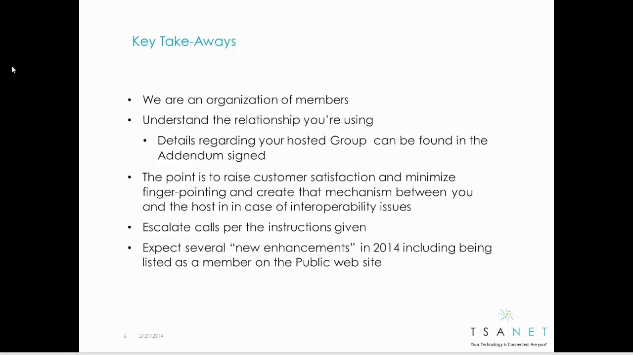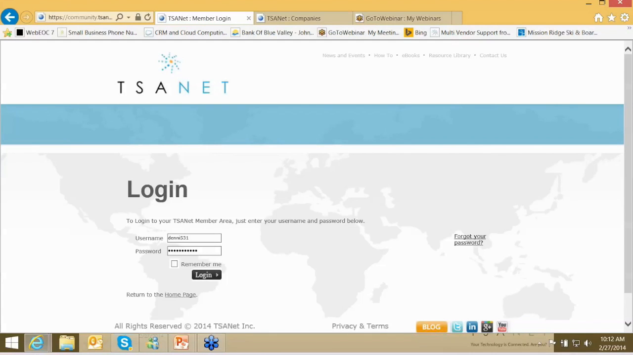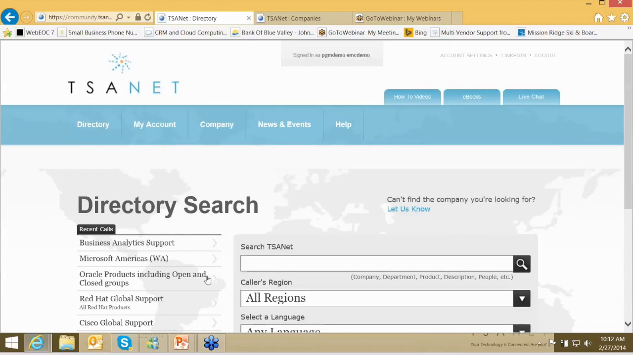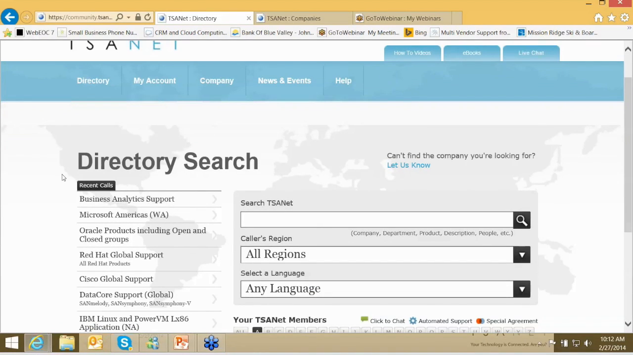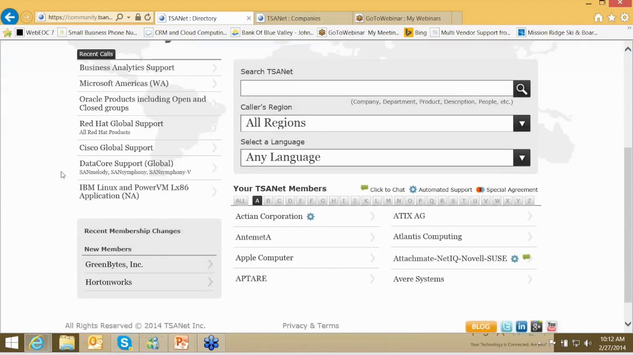So what I'm going to do now is go away from this slide deck and see if we can pull up the database. Now, I'm going to give you a little bit different view here. Hopefully you'll be able to see this. And I'm going to log in as a company that is part of these multiple relationships. So this company, EMC, is part of these multiple groups.